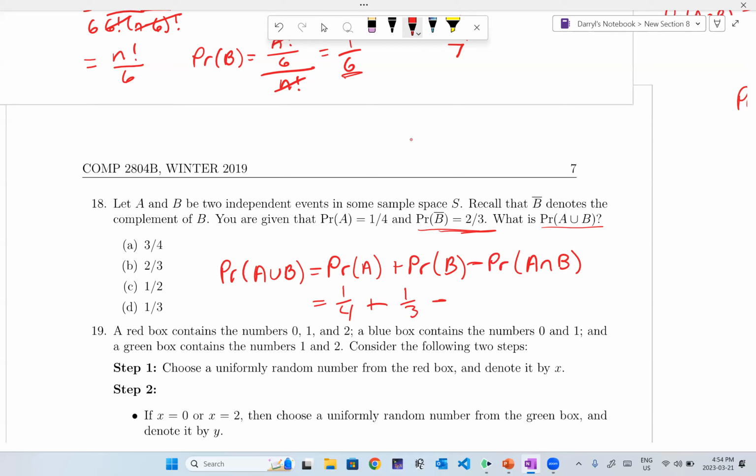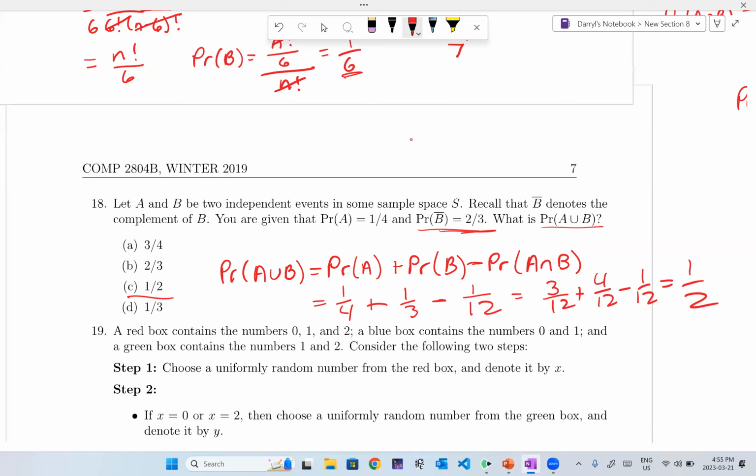A intersect B. Well, how can we determine that? Yeah, they're independent. So probability of A times probability of B is 1/12. And then, what is that? 3/12 plus 4/12 minus 1/12, so it's 6/12 or 1/2. So that's C for 18.